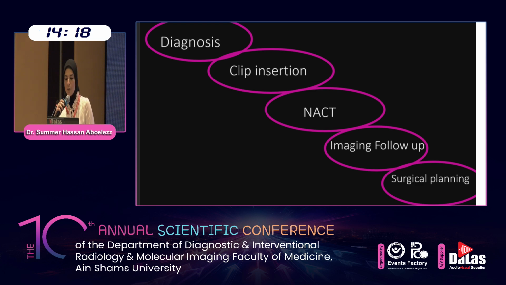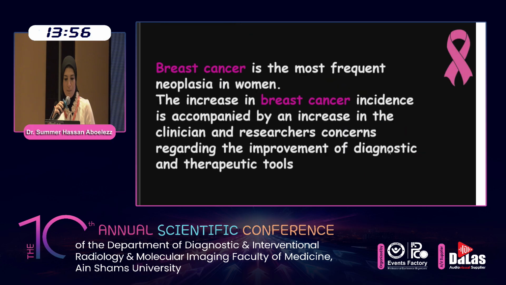This workflow shows the typical sequence of management. We always start with diagnosis by imaging and biopsy, then the marker is inserted, either surgical or tissue marker, before starting the neoadjuvant chemotherapy. After treatment, we use follow-up imaging to assess the response and check the marker visibility. Finally, this information guides us for the best surgical planning.